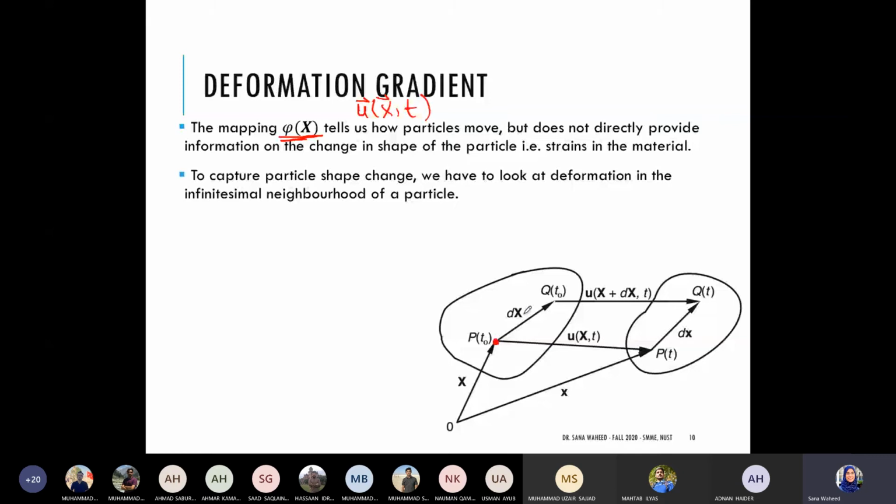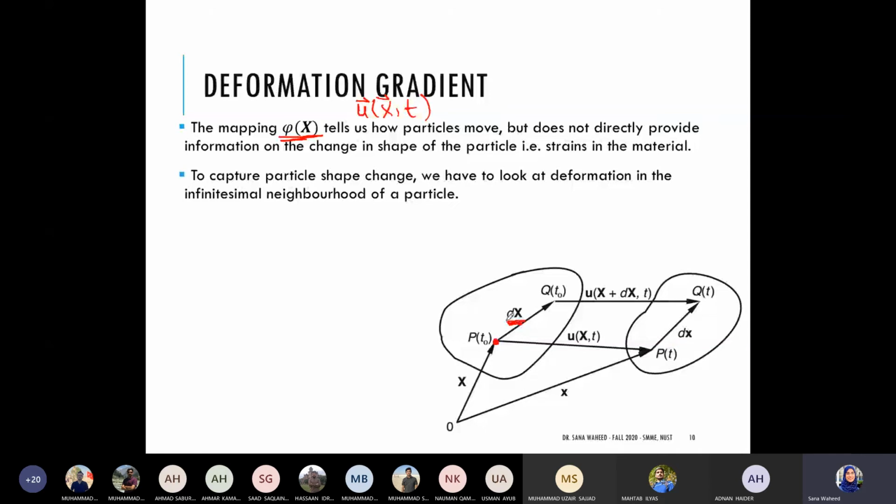So what I'm doing right now in this figure is looking at a small position away from the capital X particle. Even though I've drawn this arrow dX pretty big, that's only so that I can visualize it more clearly. Please note that I am just looking at the close vicinity of a particle P. The close vicinity I'm representing by the d being there, so it's like a small change in the position X, a small change in capital X.